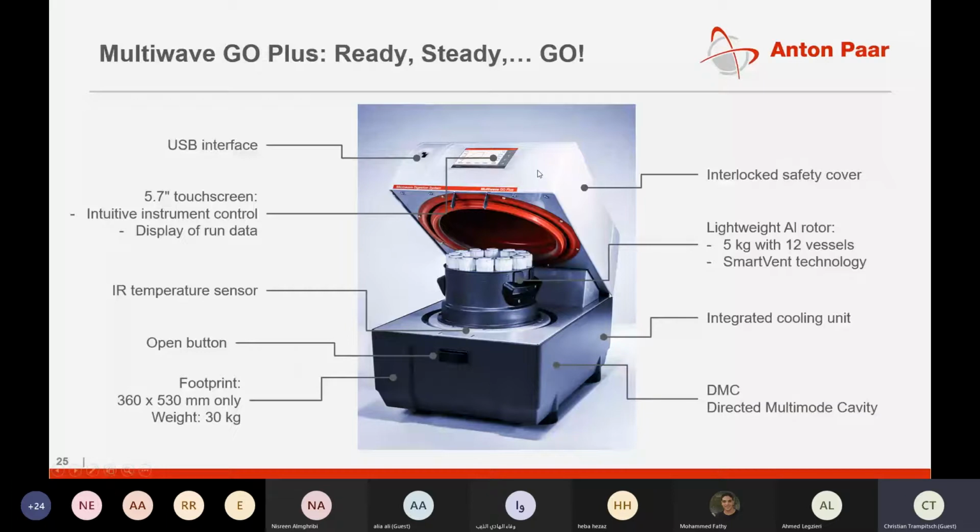It has a very small footprint. It really fits in every lab, I would say, and it's also not that heavy, only 30 kilograms. So even I can carry that instrument on my own.